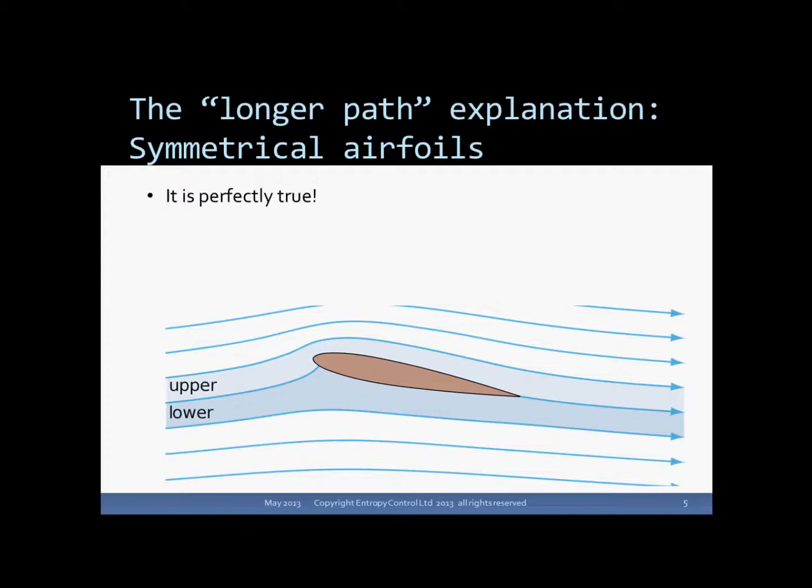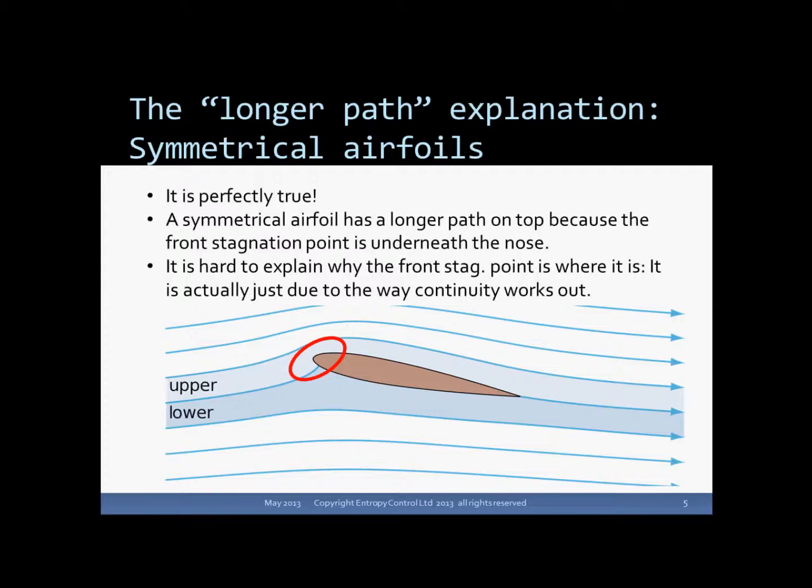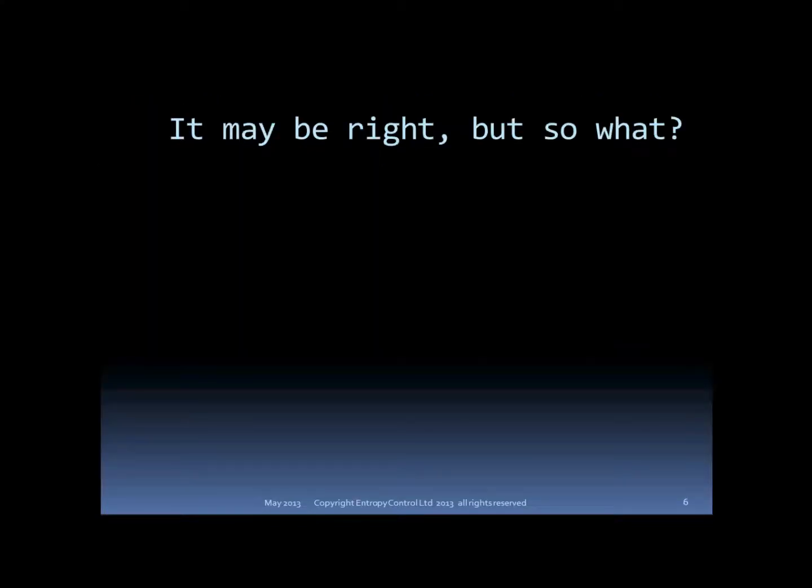Now, of course, this is all absolutely perfectly true. The longer path is caused by the position of the front stagnation point. But it's not very obvious as to why the front stagnation point has to be there. In fact, it is where it is just because that's the way that flow continuity works. There's no other way of explaining it. So we have another answer in this case. It's true, but it's irrelevant.